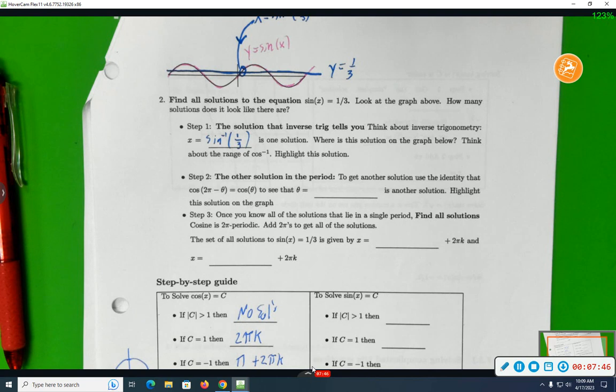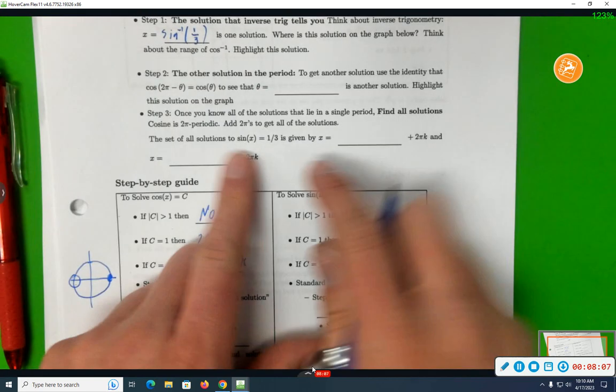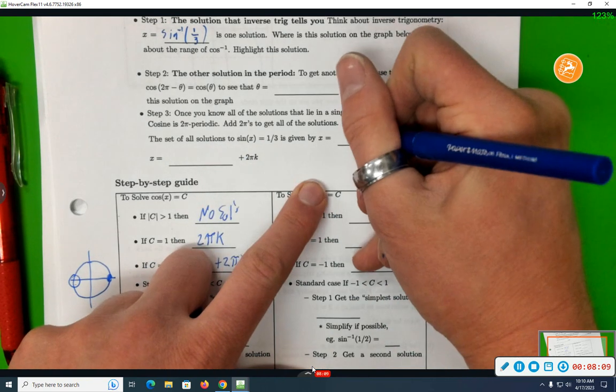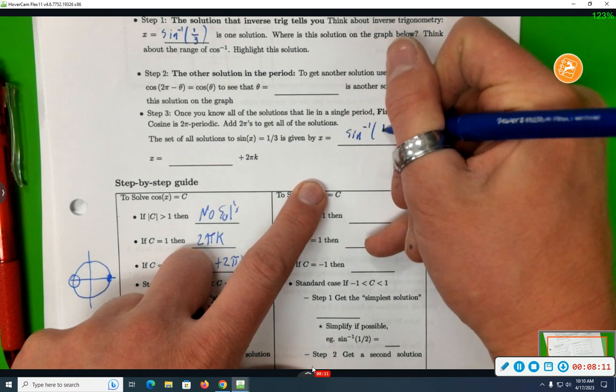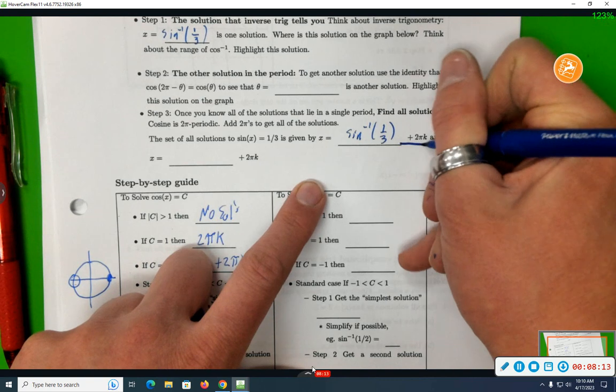Take a look at your unit circle. Do you already know an angle whose sine is 1 over 3 by looking at your unit circle? No. That's fine. That means you can't simplify it. The answer is just going to involve inverse sine. But that tells you a lot already. That tells you that one infinite family of solutions is given by inverse sine of 1 over 3 plus 2 pi k.